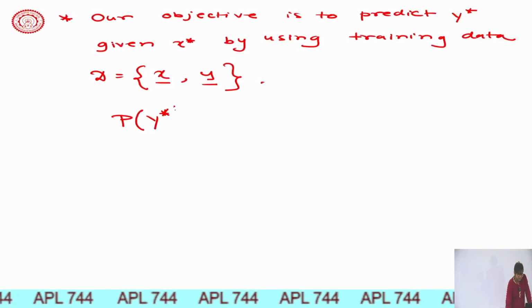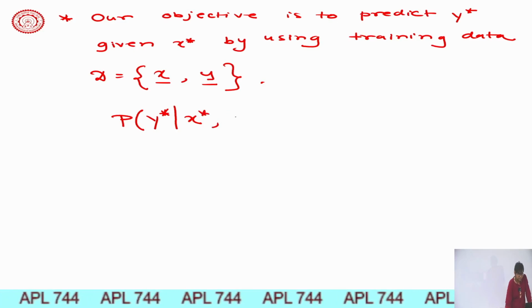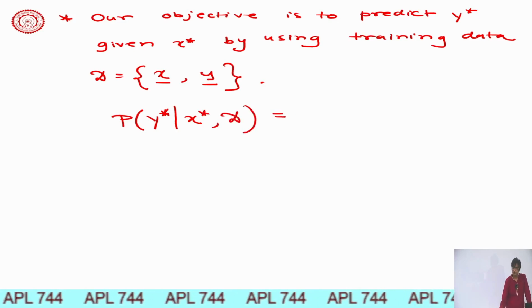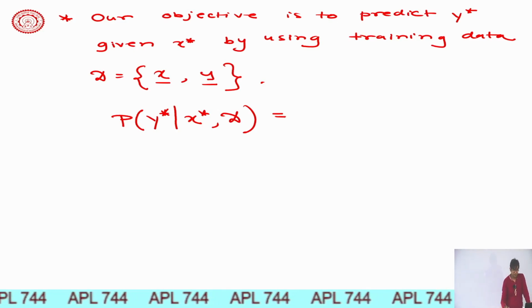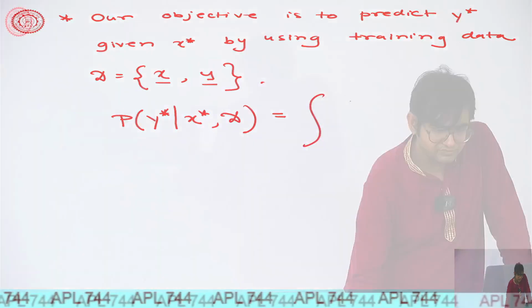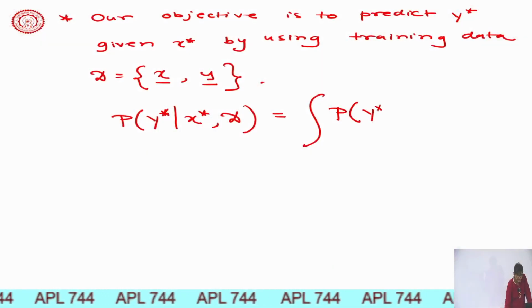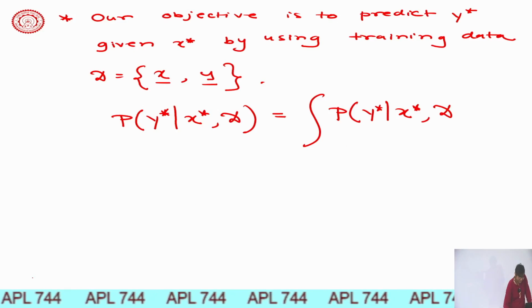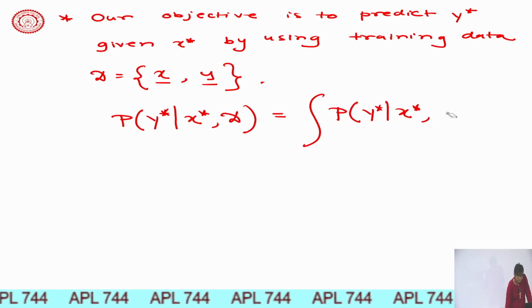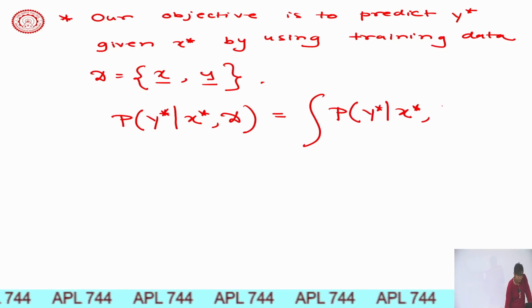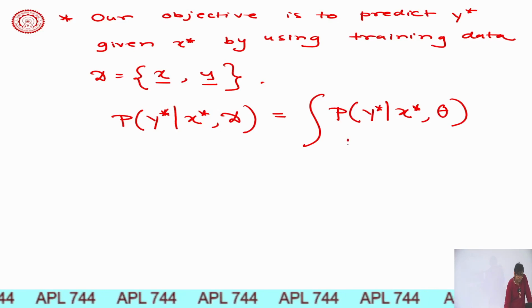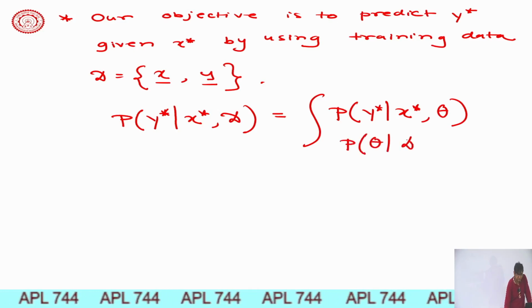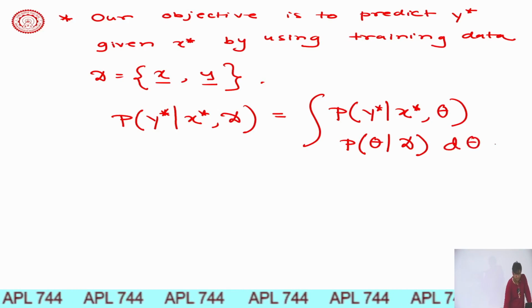This corresponds to the predictive distribution. This is what we want to find out, right? And this is equal to the integral of probability of y star given x star comma theta, multiplied by probability of theta given the data D, and then you integrate out all the theta, right? We have seen this earlier.